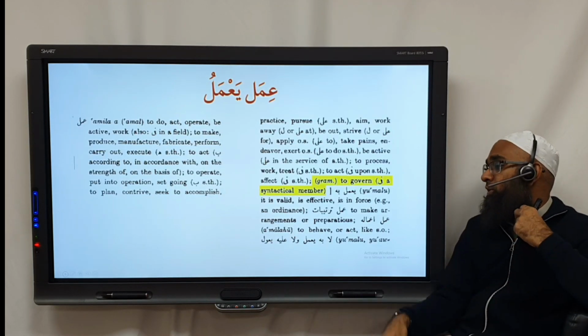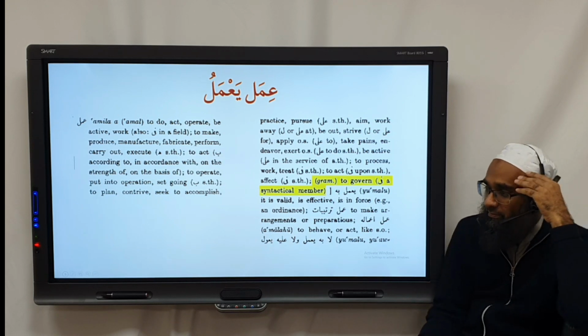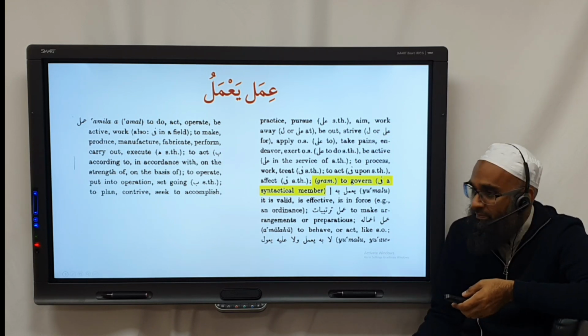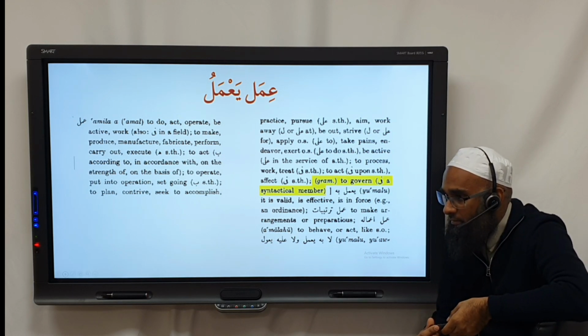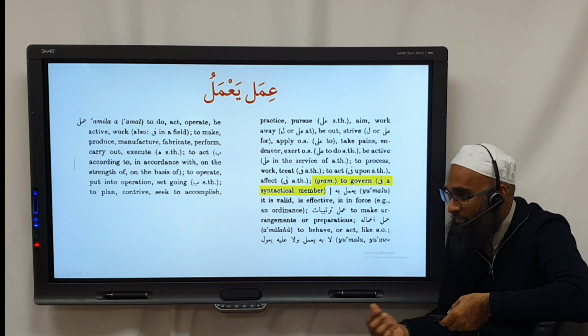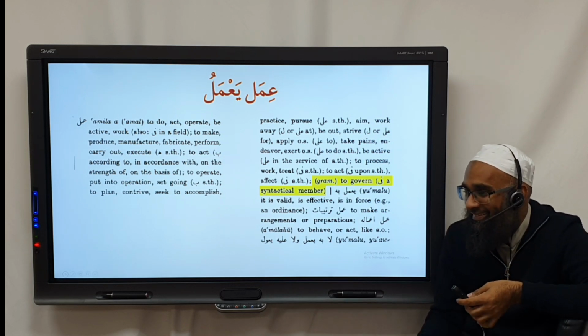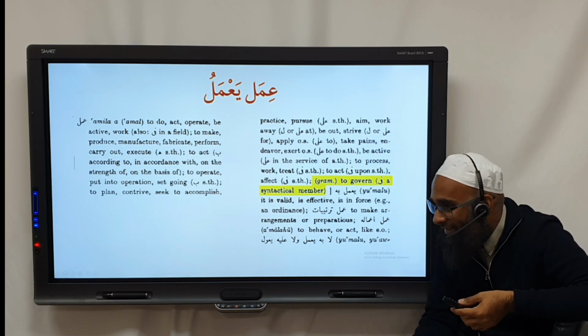Now, what do amil and ma'mul mean? What are the root letters of amil? Ain, mim, lam. Which bab? Bab taf'il. Yes? Is it bab taf'il? How is it bab taf'il? Which bab is it from? How can it be taf'il? Does it have a shadda on it?